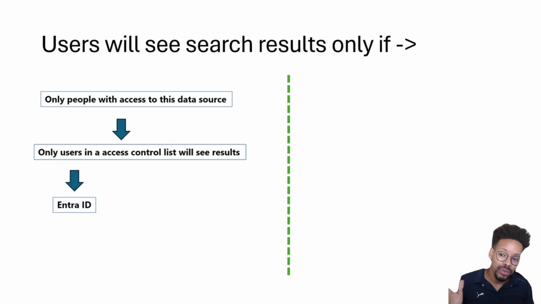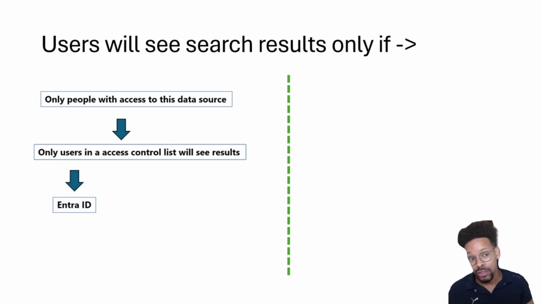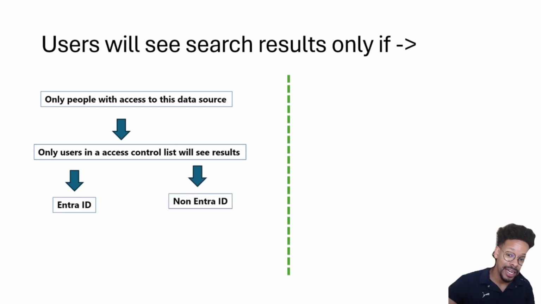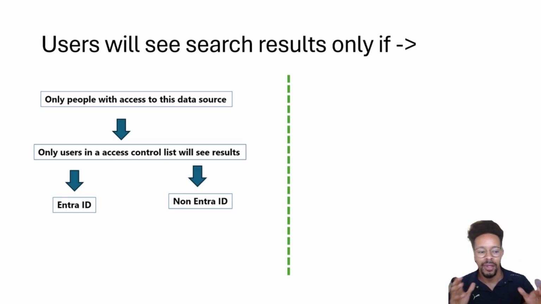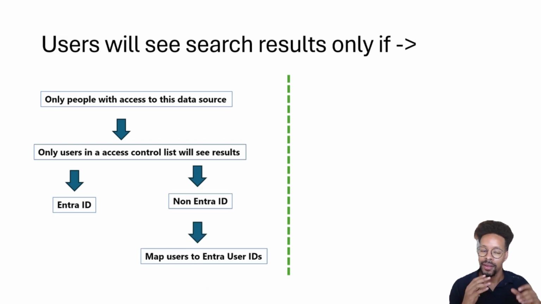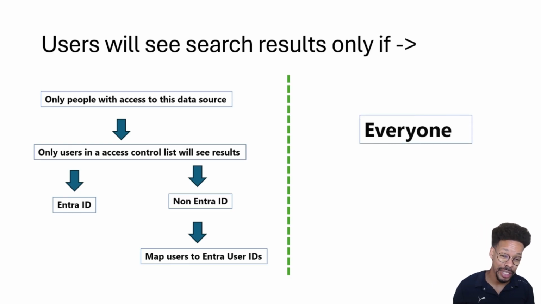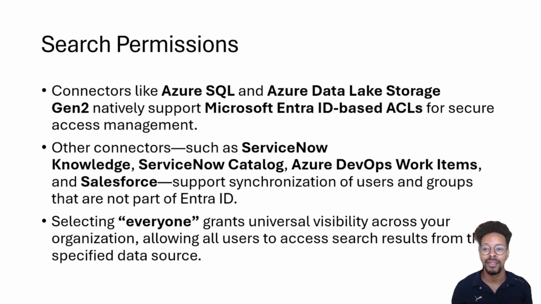And this also leads to another question: is the user in Entra ID or is the user non-Entra ID? For example, Salesforce has another way of setting up their hierarchy of access. There we have to create an external group and map this to the users in Entra ID. And the rest is, of course, everyone has access in your tenant.